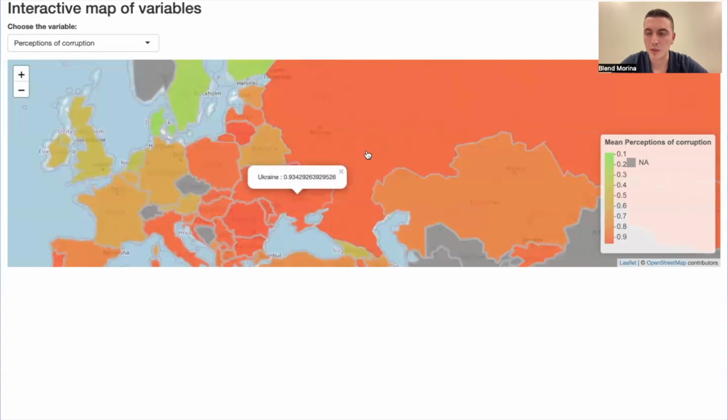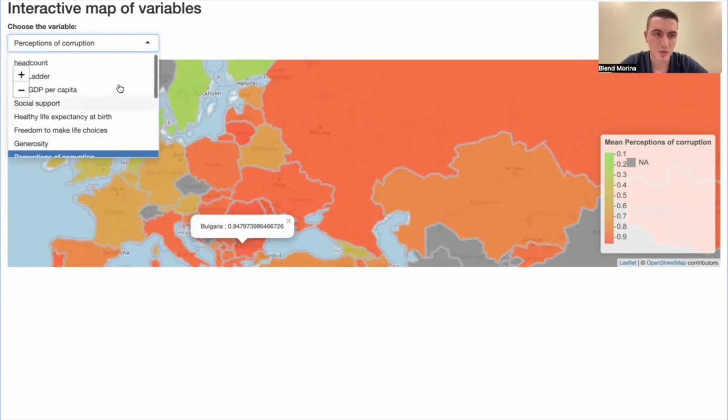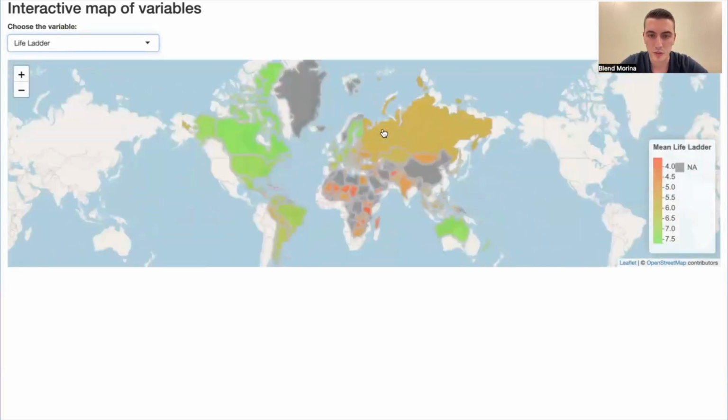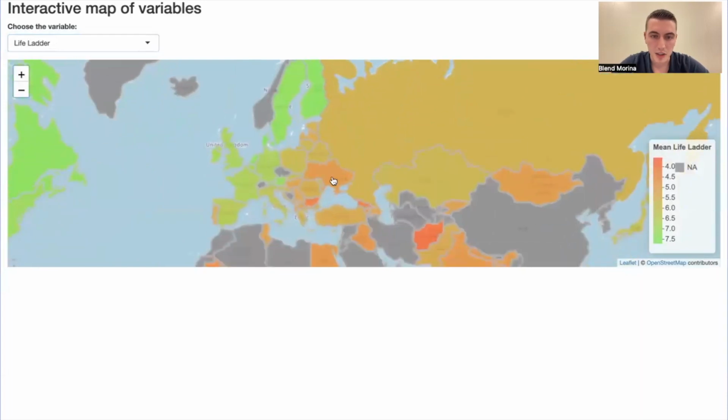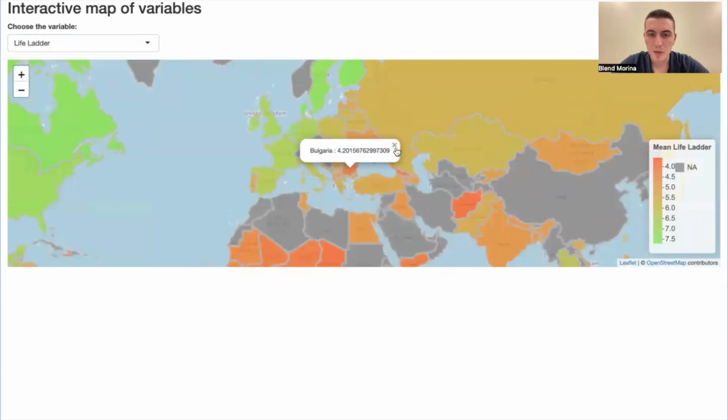But another example that we will take is Bulgaria. In Bulgaria there is as well a high value of perception of corruption. We can change the variable, for example, to see the life ladder in those three countries. We can see that in Ukraine it is low, in Russia it is a little bit higher, and in Bulgaria it remains very low. So with this interactive map, we want to show that we cannot predict some war or some conflict that we have today between countries.